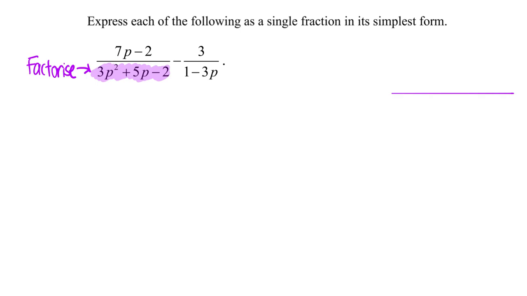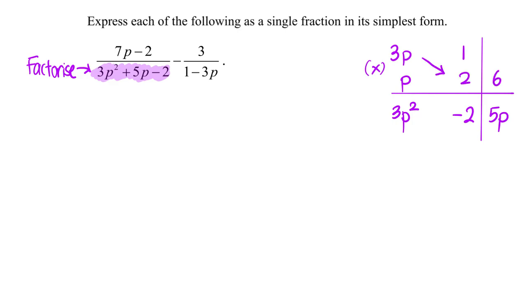For Mr. Tan, I will use my cross chart, but if you are comfortable, you can use any other method that allows you to factorize easily, okay? So I will have 3p times p to give me 3p squared. I will have 2 times 1 later on, but I need to get a positive 5p. Okay? And it has to be a negative 2. So, if I have a 1 times 2, this will give me 6p and this will give me 1p.